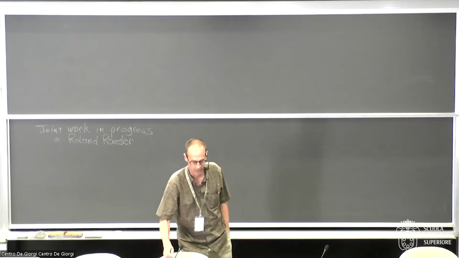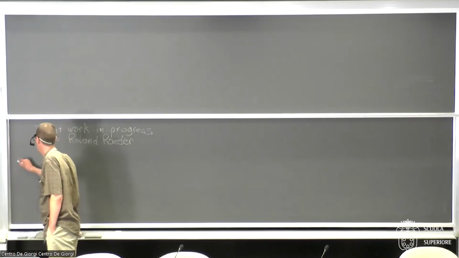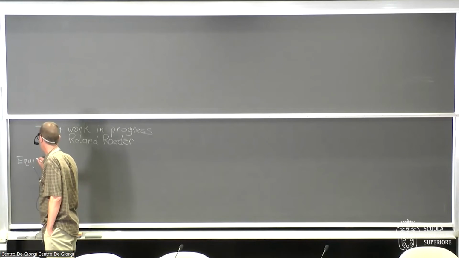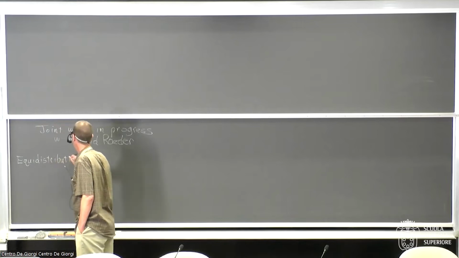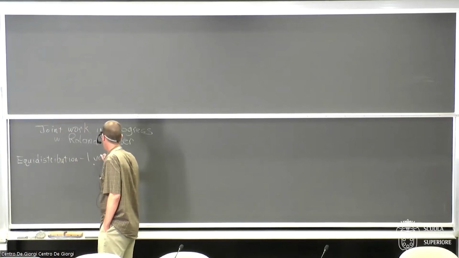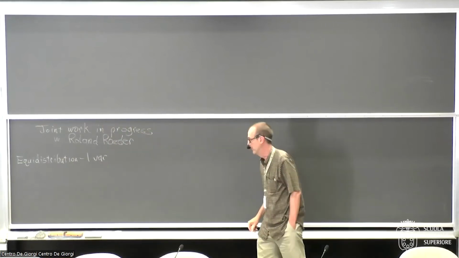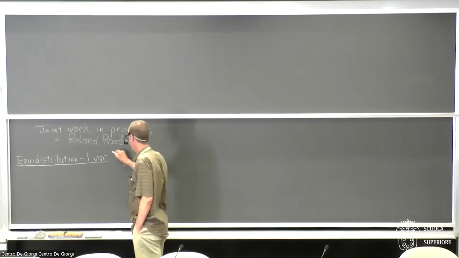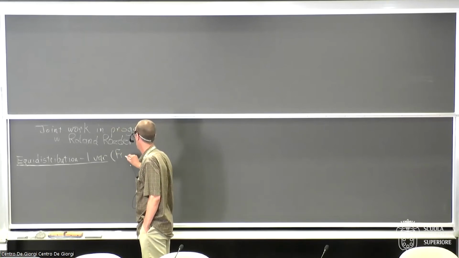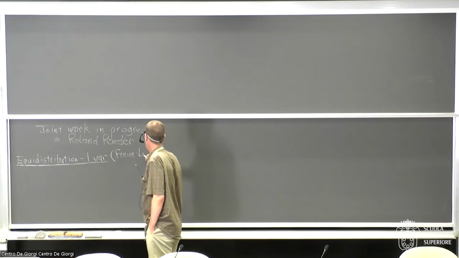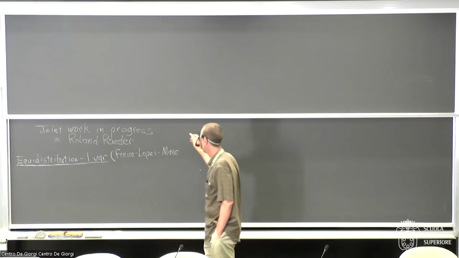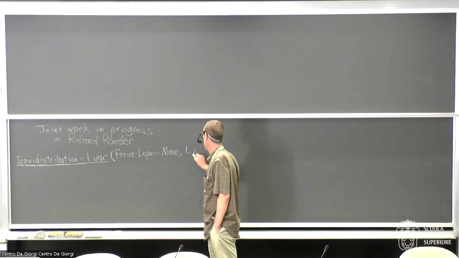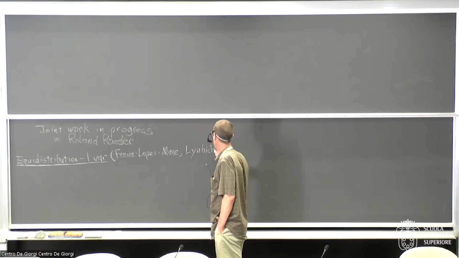So where do I want to start? First of all, I need to tell you what an equidistribution theorem here is. So here is an equidistribution theorem in dimension 1, so one variable. This is by now a fairly old theorem due to Lopes-Mané, accents omitted, and separately Lyubich.